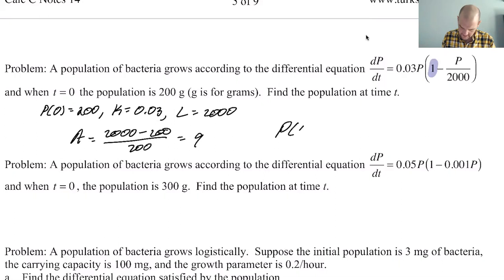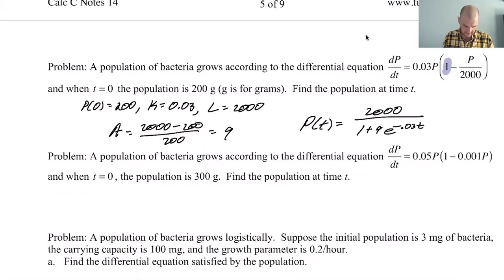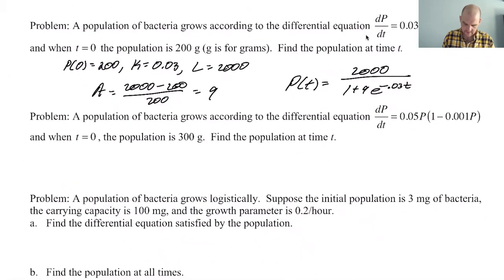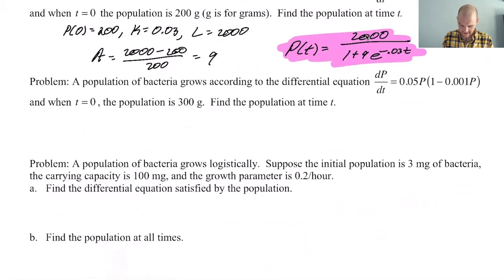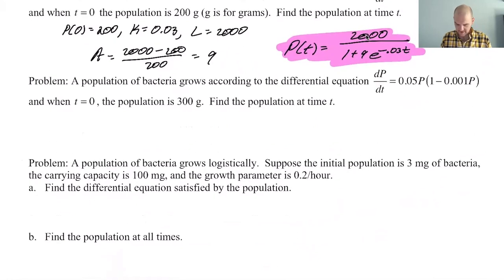So P of t is going to be the limit over 1 plus 9 e to the negative 0.03t. Ew, 3s are hard. Will I ever get better at that? I don't know. That's it. That's the end. Right? So if you know what you're doing, logistics is pretty quick. And I hope I got that right, because you just sound like a dummy if you got that wrong, but you're claiming that it was easy.